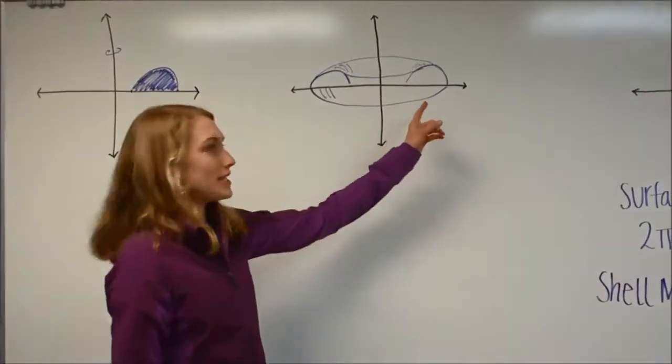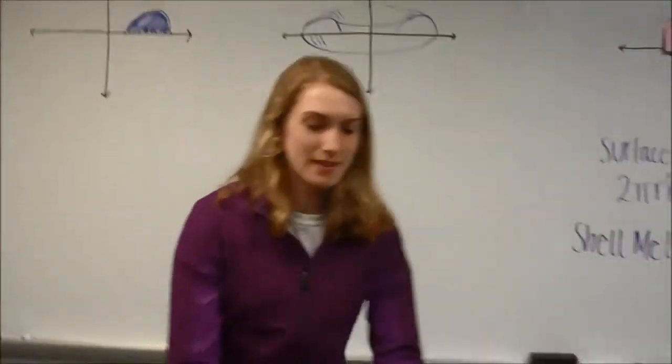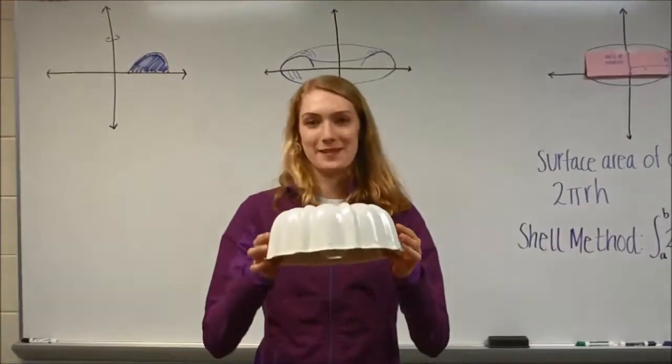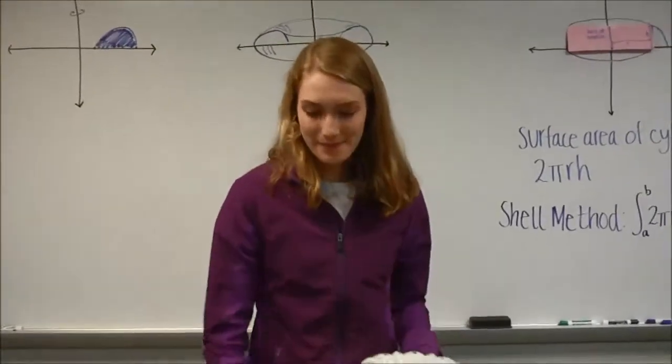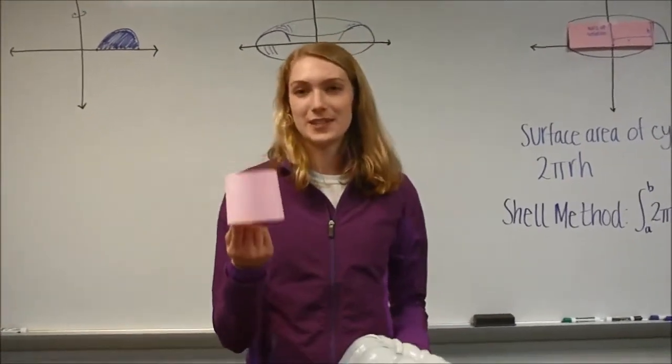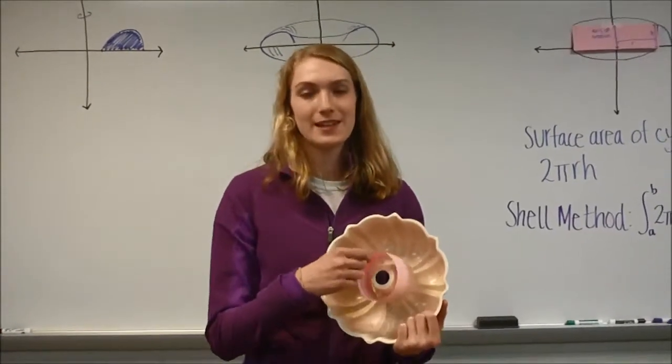If you were to rotate that area around the y-axis, you'd get a 3D shape that would look kind of like this cake pan. So if you're trying to find the volume inside of the cake pan, you could use little shells or cylinders and stack them inside of it and find their surface area to find the volume.